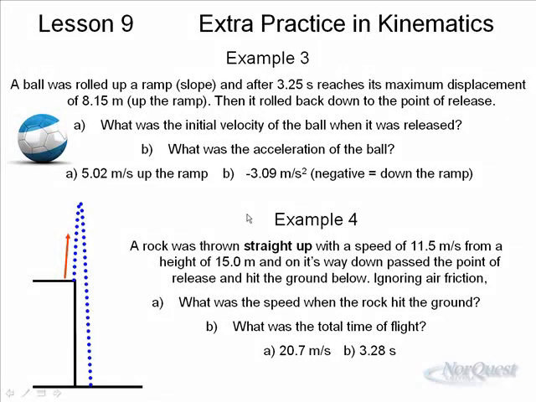Example number 4 says a rock was thrown straight up with a speed of 11.5 from a height of 15 and on its way down past the point of release hit the ground below. Ignoring air friction, what was the speed when the rock hit the ground and what was the total time of flight? Interesting question.